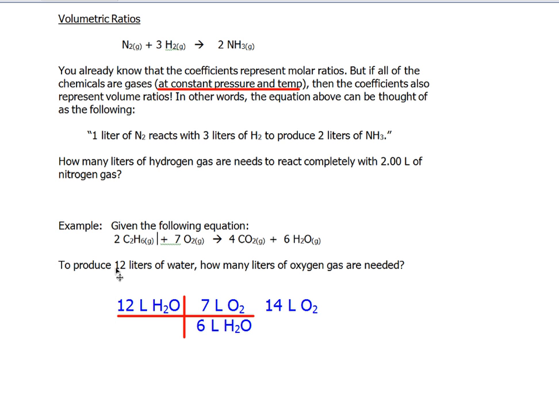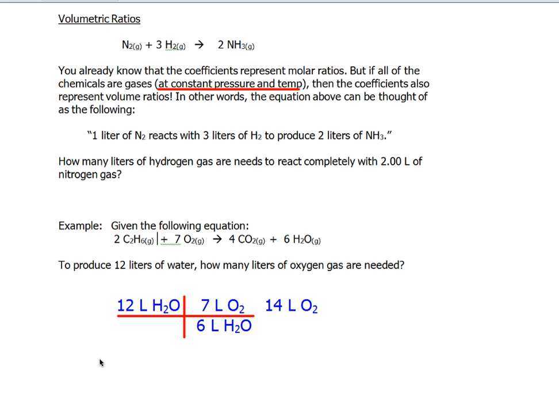So here we are, we've got 12 liters of water. How many liters of oxygen gas are needed? Again, this should be saying assuming constant pressure and temperature. So for every 12 liters, let's see, it's a 6 to 7 or 7/6 ratio. 6 waters, 7 oxygens. So we can do 12 times 7 divided by 6. Well, 12 divided by 6 is 2. 2 times 7 is 14 liters of oxygen should be needed.